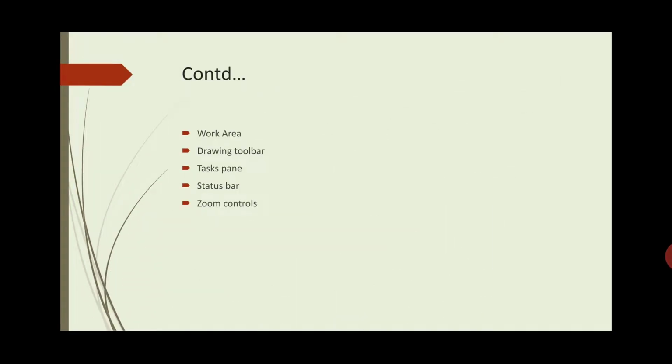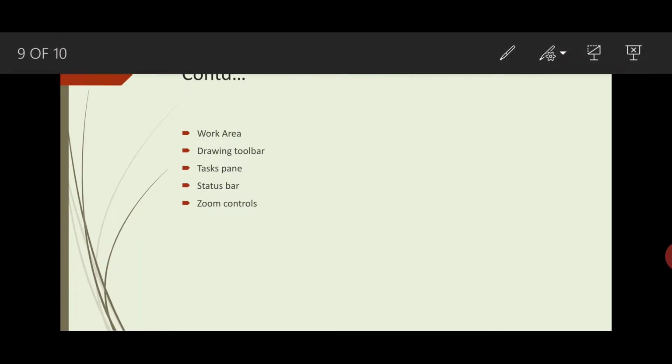Next it is the work area. The work area displays the selected slide, or it is the area where you will work. Next it is the drawing toolbar. The drawing toolbar lets you insert commonly used shapes like circles, lines, arrows, etc. Next it is the task pane. It displays panels such as properties, master page, navigator, gallery.